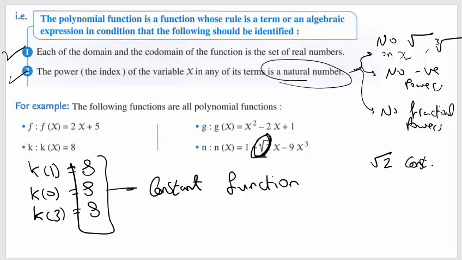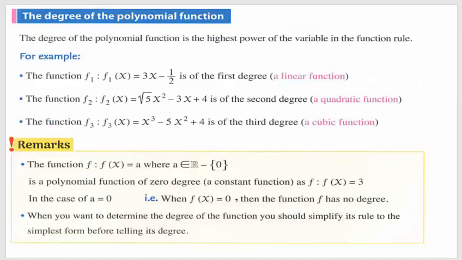The issue here is that the power of the variable x is a natural number. x to the power 3 has the natural number 3. x has first degree or power 1, so it's a natural number. 1 is of degree 0, so it's also a natural number. Okay, is it clear or not? Okay, let's move to the next part.